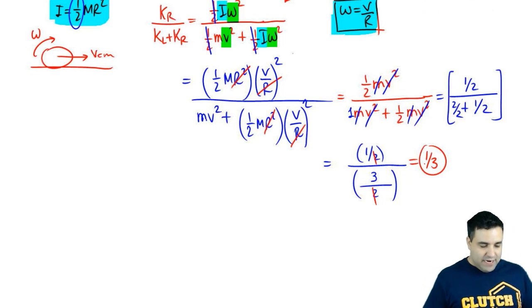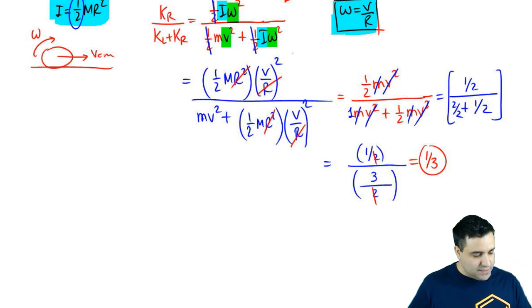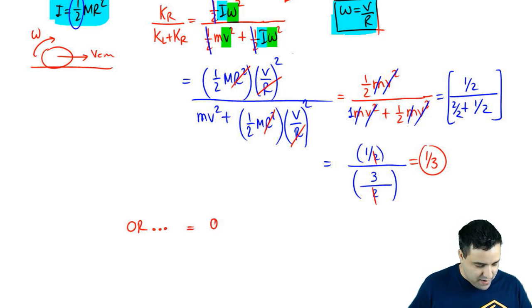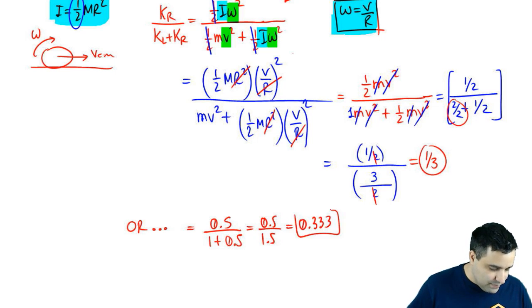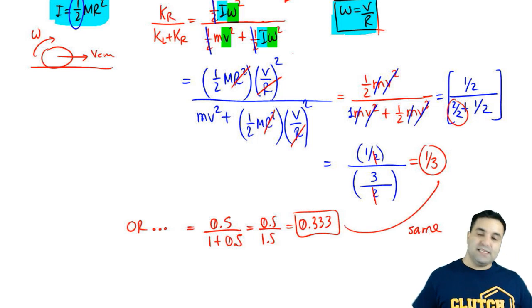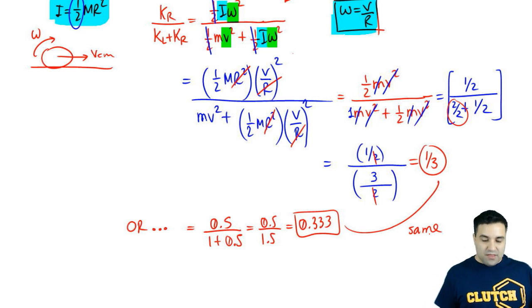If you don't like fractions, one thing you can do with this particular case is rewrite this like this. Half is 0.5. This is a 1. This is a 0.5. This is better, maybe, if you have a calculator. 0.5 divided by 1.5, and if you do this in the calculator, it's 0.333, which is the same thing as this. Same. So that's it. The ratio is 1/3.